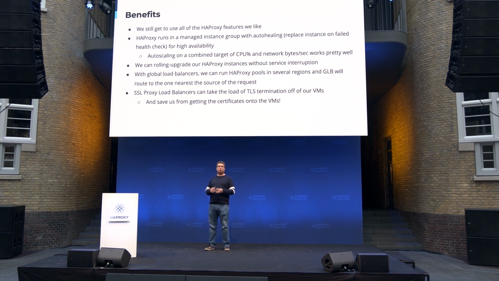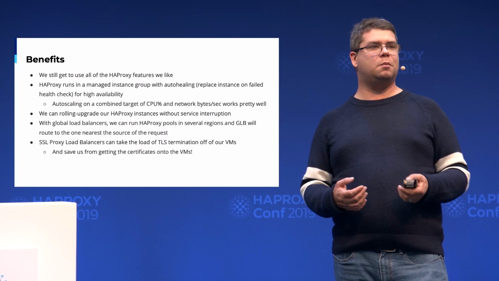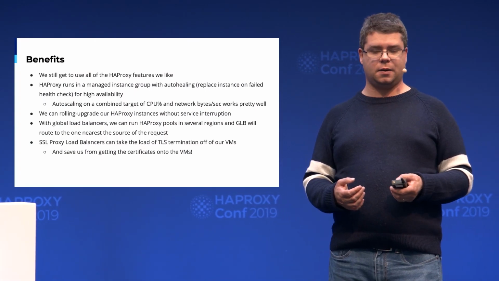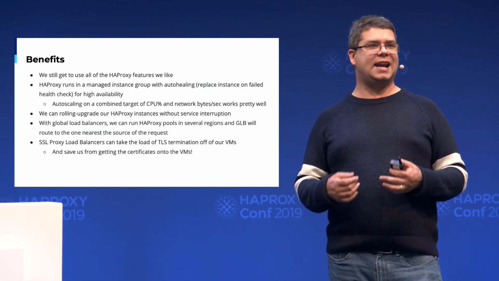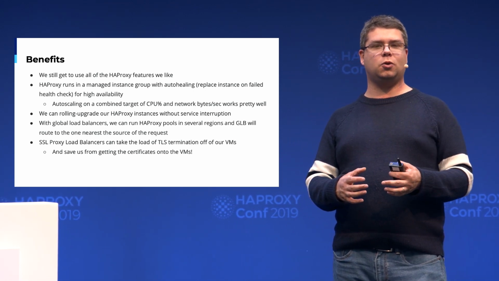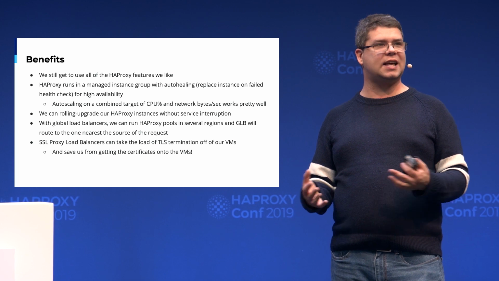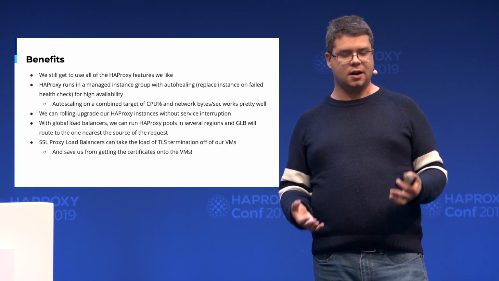We can roll out a whole new HAProxy image without having to do hot upgrades or anything like that. We can just bake a new image and do a rolling restart to the cloud. We can put it behind a Google global load balancer and have multiple HAProxy pools and have the load balancer select the one that we like.